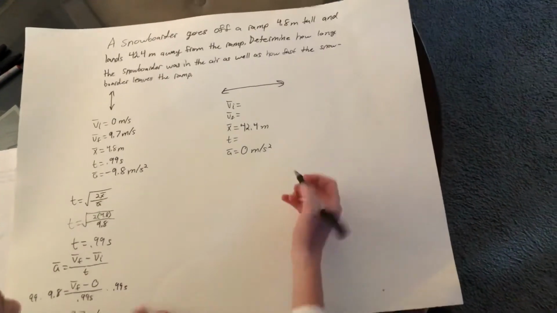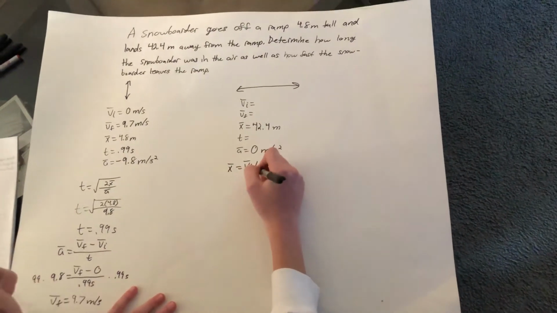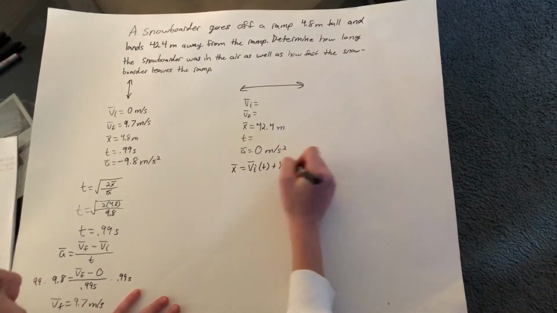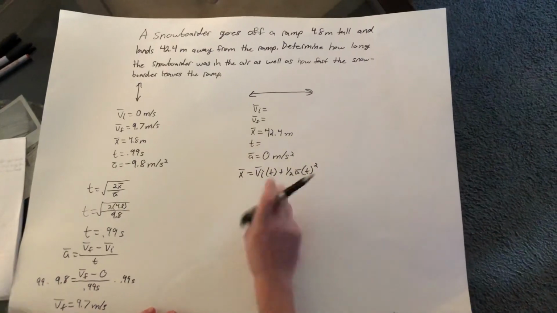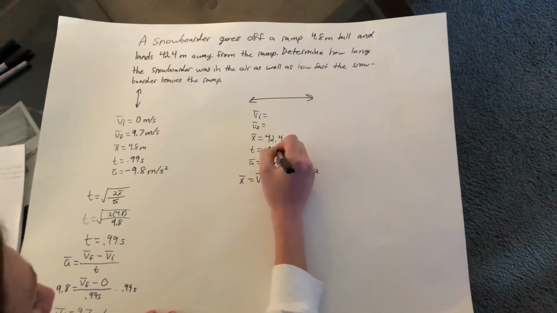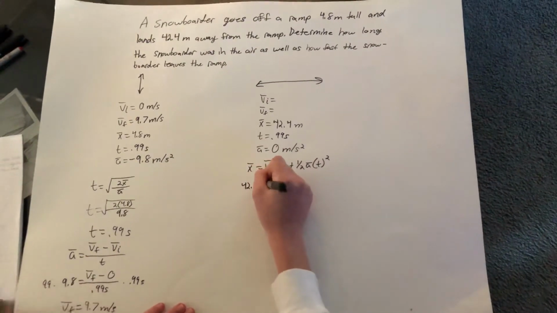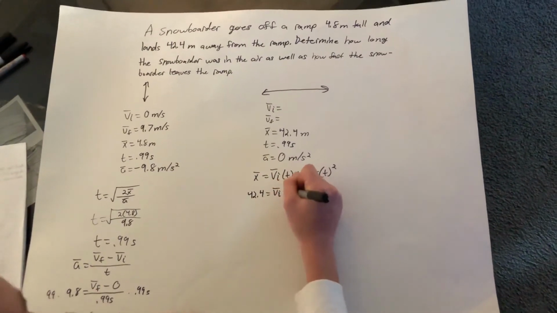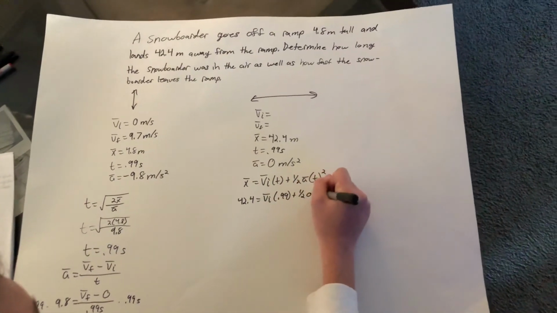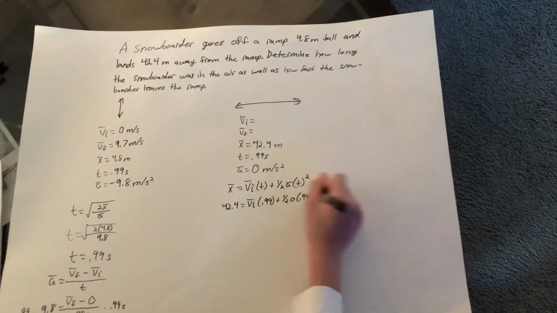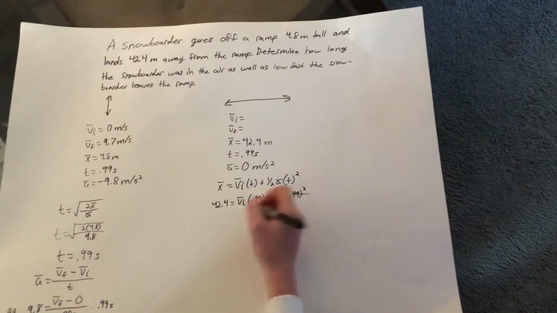On the horizontal part, we could use the equation x is equal to initial velocity times time plus 1/2 of acceleration times time squared. So it's going to be 42.4 is equal to initial velocity times 0.99 plus 1/2 of 0 times 0.99 squared. Since the acceleration is 0 and everything on this side will end up 0, we can cross this off and solve for the initial velocity.